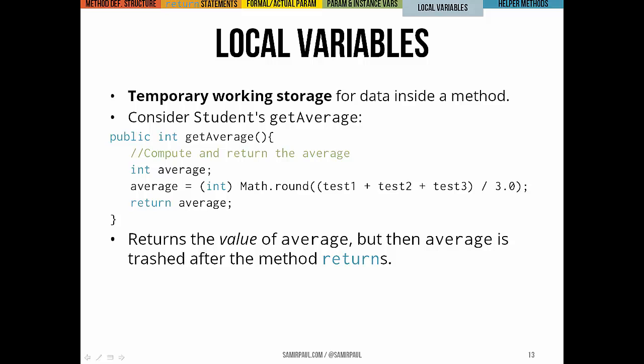Now, we don't need to remember average after we've returned it. There's no really good reason to do that. So after this method finishes running, average, along with any other local variables we might have declared in a method, it all gets trashed. It all goes away. Local variables only exist for the lifetime of that single call of the method. As soon as we return out, all that stuff disappears.